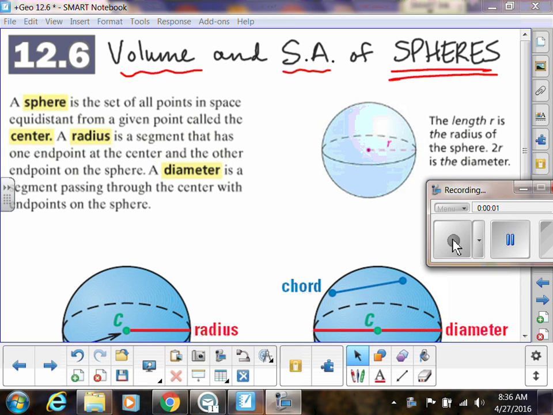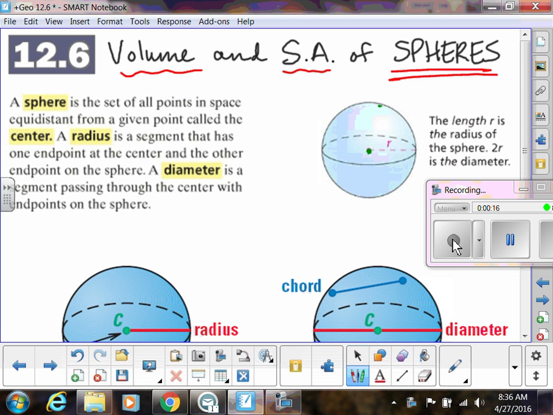So now we're going to talk about the volume and surface area of spheres. And just to remind you, I think you all know what a sphere is, but technically it is the set of all points in space equidistant from a given point called the center. All right, so here's our center. The sphere is made up of all these points that are the same distance away from that center.